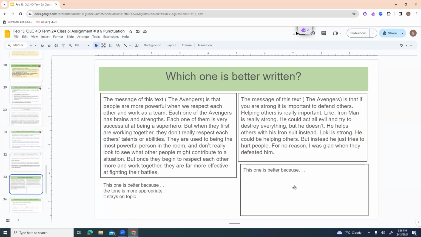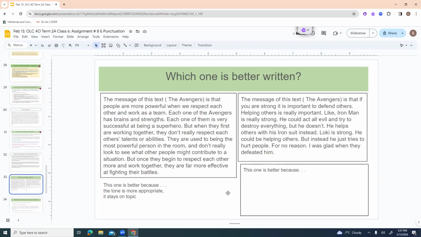Okay, so here's an example of discussing the message of a text. The message of this text, The Avengers, is that people are more powerful when we respect each other and work as a team. Each one of the Avengers has brains and strengths. Each one of them is very successful at being a superhero. But when they first are working together, they don't really respect each other's talents or abilities. They are used to being the most powerful person in the room, and they don't really look to see what other people might contribute to a situation. But once they begin to respect each other more and work together, they are far more effective at fighting their battles. So that's one possibility.